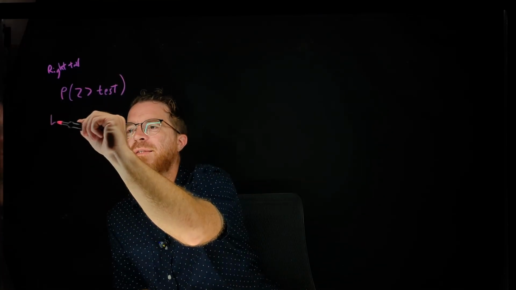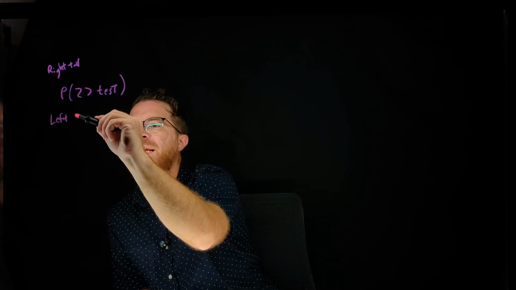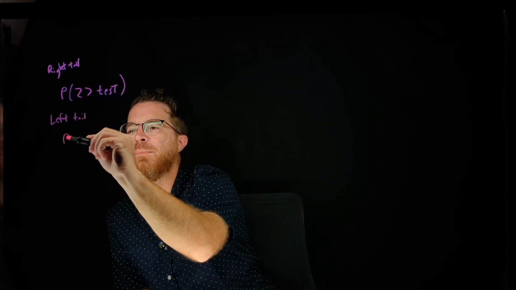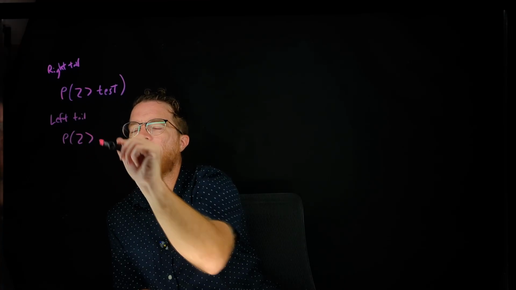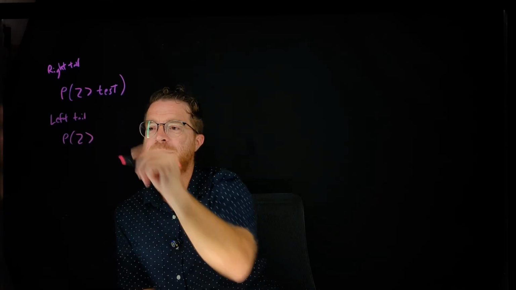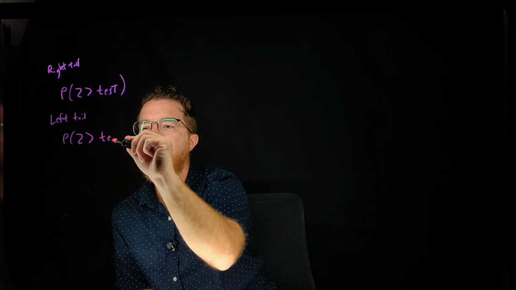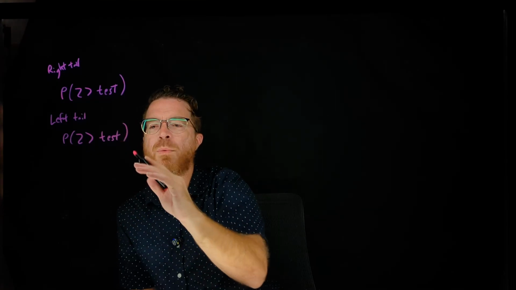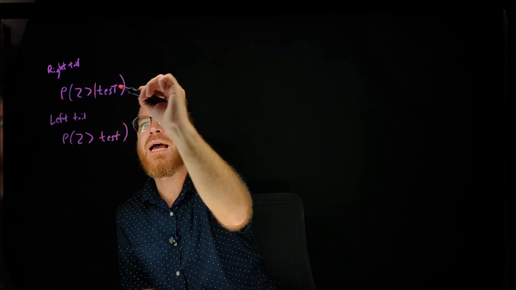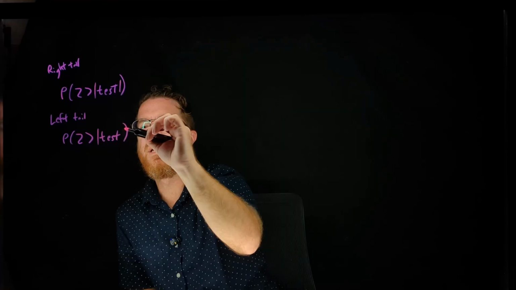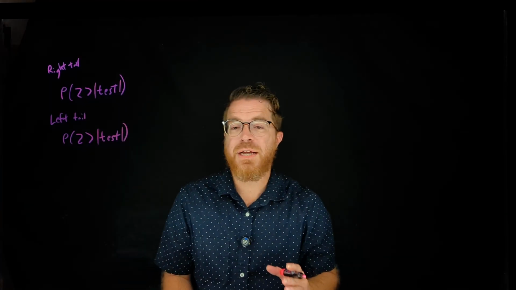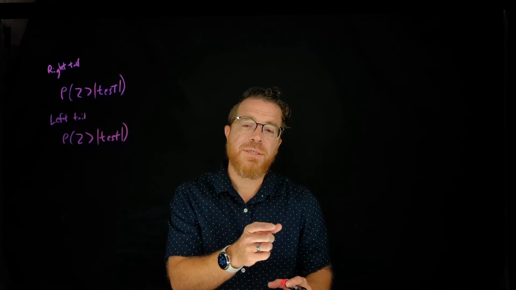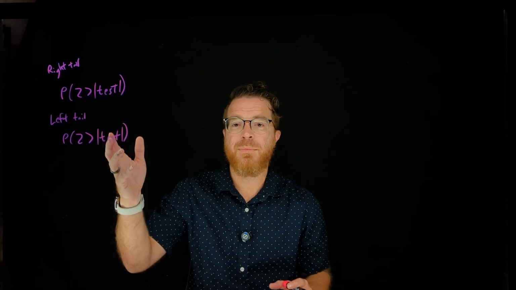For a left tail test, we ended up with the probability that z was greater than the positive test statistic. So if you look at it, they actually end up being the same thing. But what we're going to do is say that it's the absolute value of our test statistic. So we don't really care whether it's positive or negative, because if it's negative, we can flip it to the positive and it ends up being the same probability.